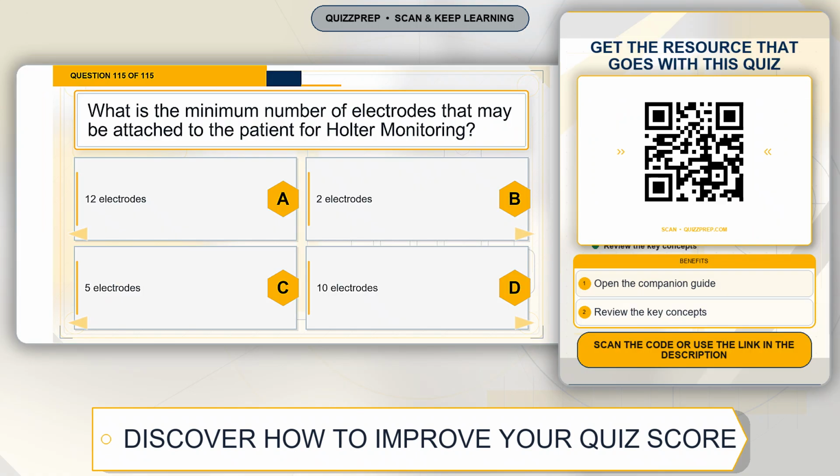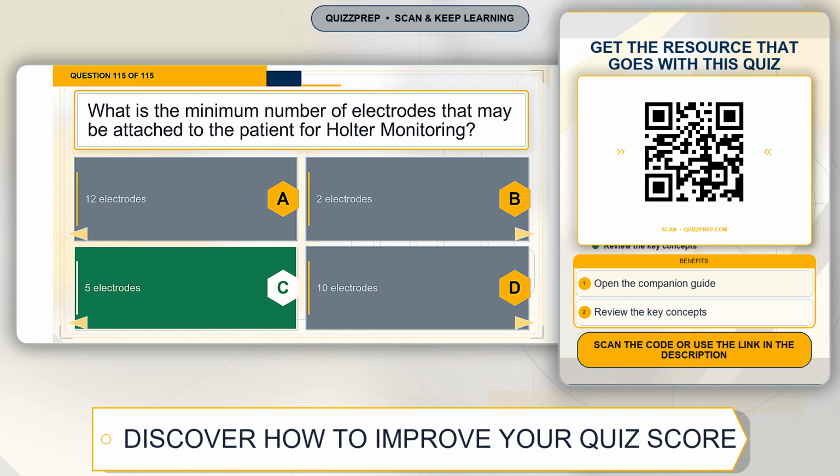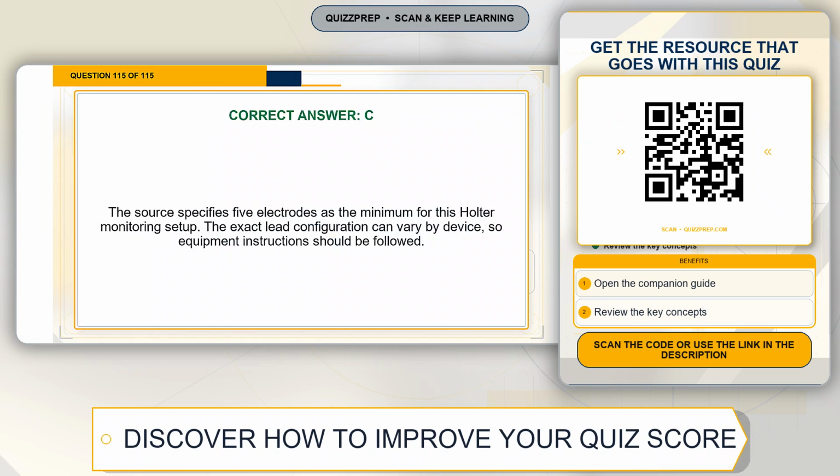Question 115. What is the minimum number of electrodes that may be attached to the patient for Holter monitoring? Option A, 12 electrodes. Option B, 2 electrodes. Option C, 5 electrodes. Option D, 10 electrodes. The correct answer is option C, 5 electrodes. Explanation. The source specifies 5 electrodes as the minimum for this Holter monitoring setup. The exact lead configuration can vary by device, so equipment instructions should be followed.